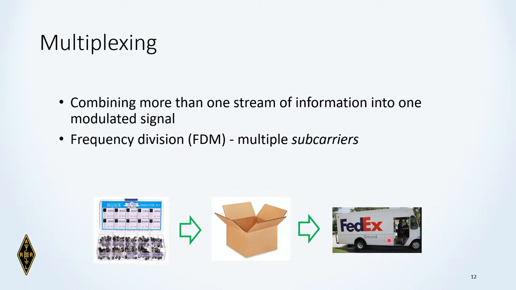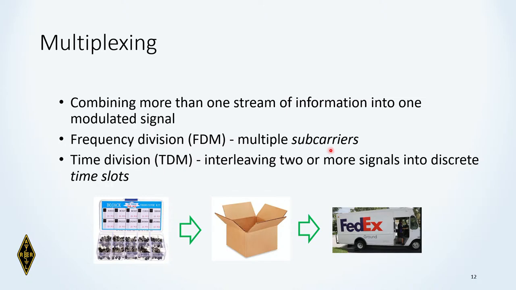So, there are two flavors that we'll be talking about. One flavor is frequency division multiplex. That uses multiple subcarriers. We'll be expanding on this. The other flavor is time division multiplex, where we're taking parts of these individual signals and putting them into discrete time slots. And again, we'll be demonstrating that. There's actually a third one called wavelength division multiplexing that they use for putting multiple conversations on fiber optics, but we don't do that as hams, unless you did it inside your shack.